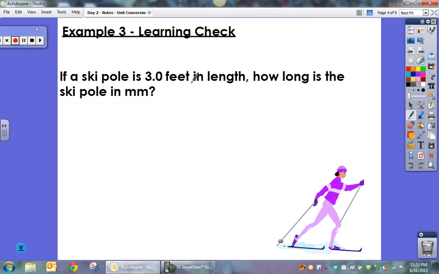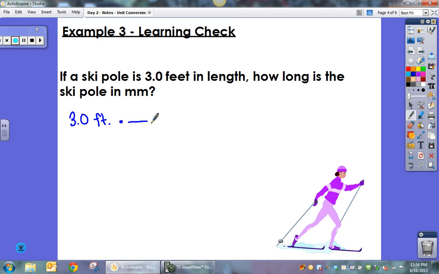The third example is a learning check. So I want you to pause the video, and I want you to try this example on your own. After you've tried this on your own, I'm going to go ahead and go through the example and see how you did. Alright, if a ski pole is 3 feet in length, how long is the ski pole in millimeters?